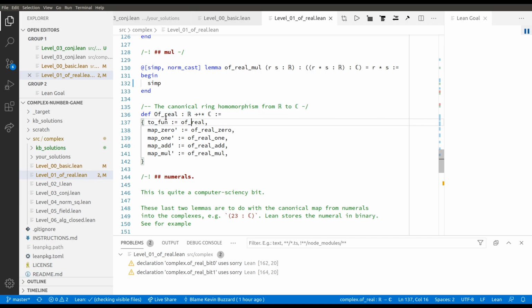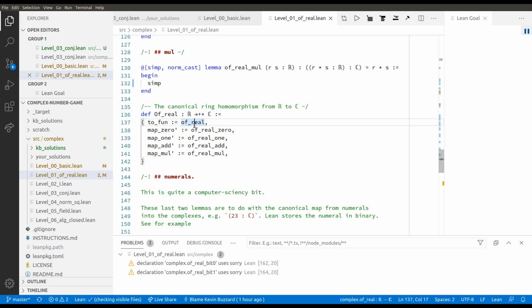What's going on? A ring homomorphism is a function and some proofs, but in Lean, a ring homomorphism is all bundled together to be one object. So it's not the function and then the proofs go somewhere else. A ring homomorphism is one object which contains as its parts the function and all the proofs. So this is a definition because it contains data. The data is the function.